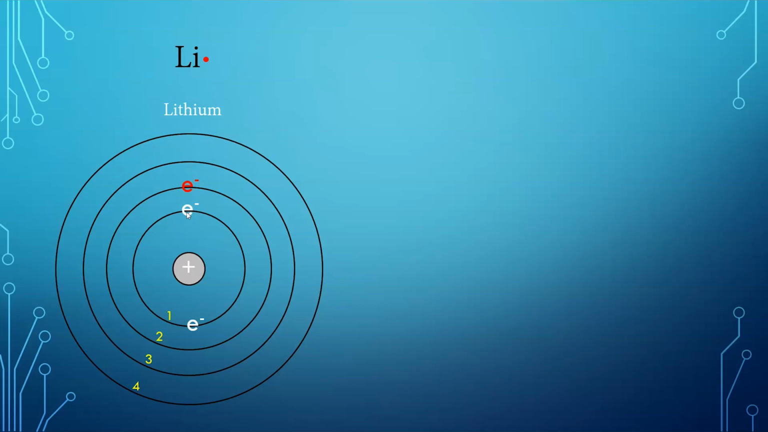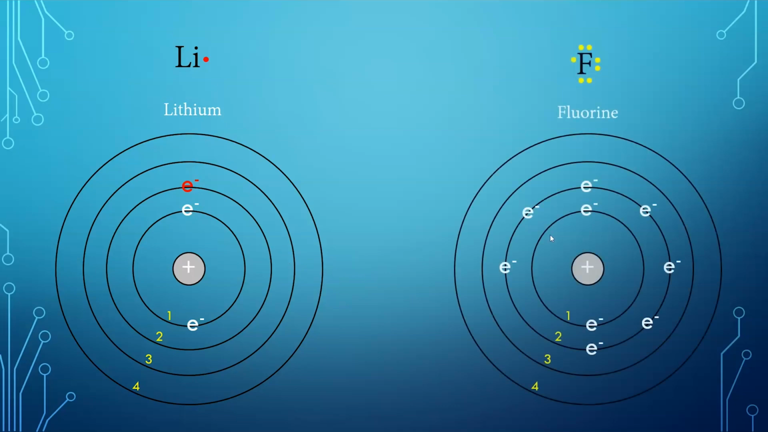If you have a car that you want to sell, you have to have a buyer. If there's no buyer, then you're stuck. So lithium needs to find somebody that would like an electron. So who might be a good possible partner for lithium? Who might want an electron? The answer that most people come up with is fluorine.